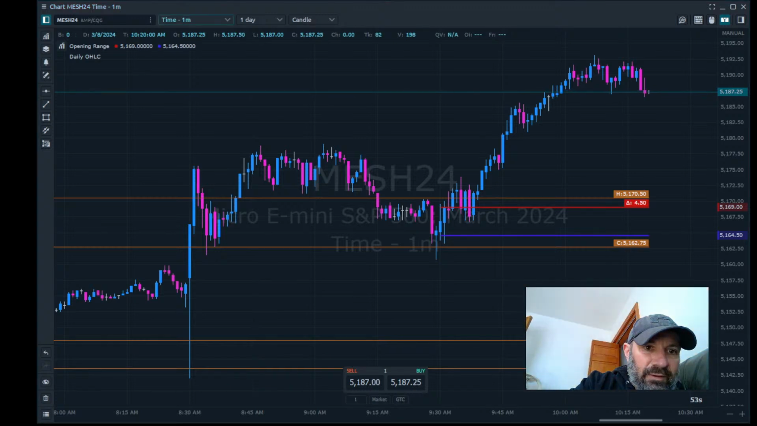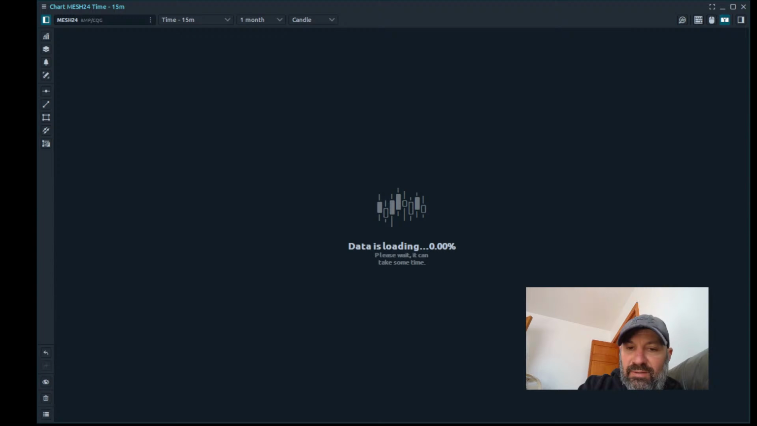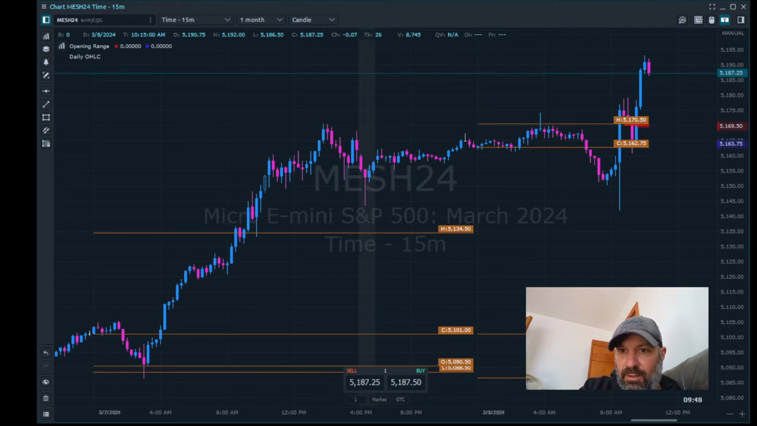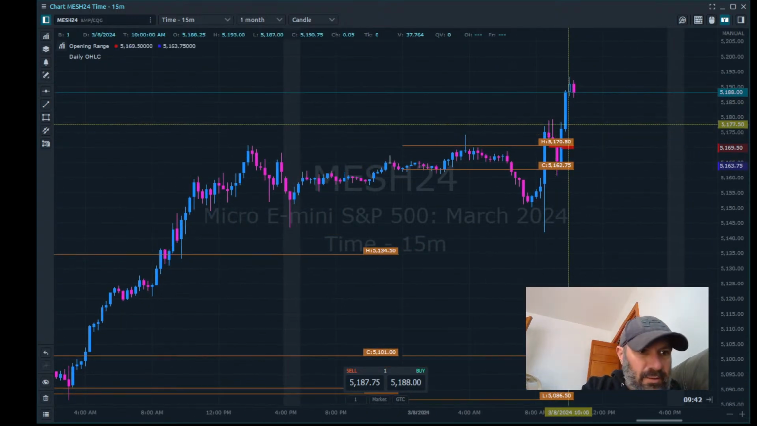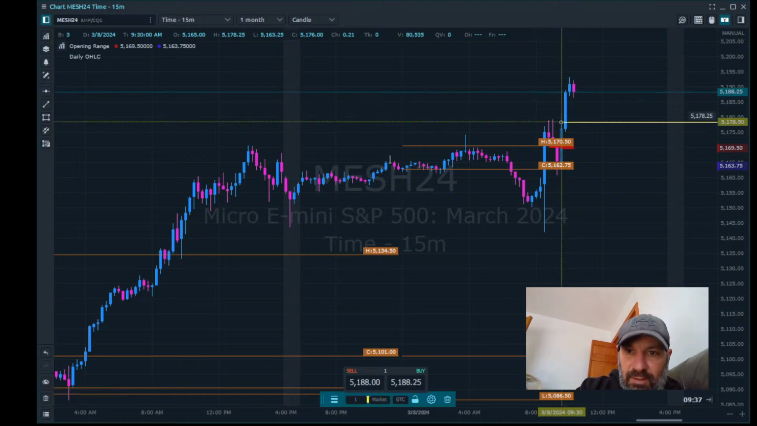So as you could see, I was right about the 15-minute candle turning red. There it is. We've reached into the gap. That is from here. And I'll draw it out for you guys there.